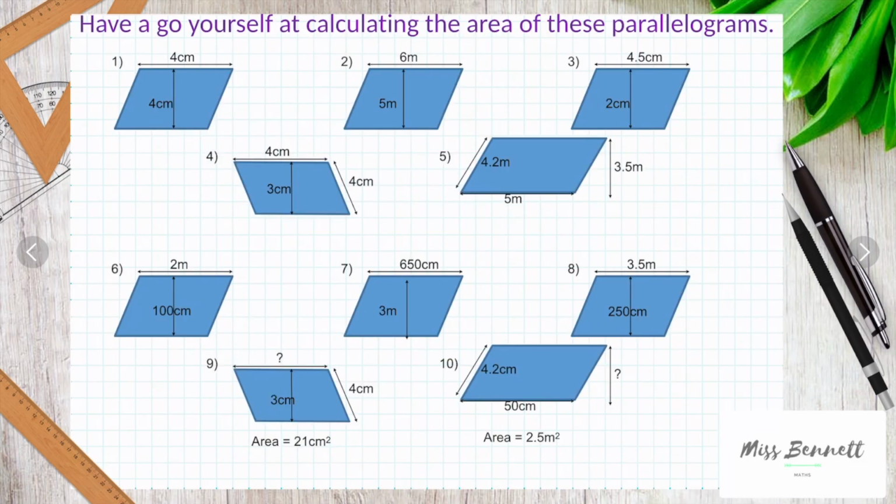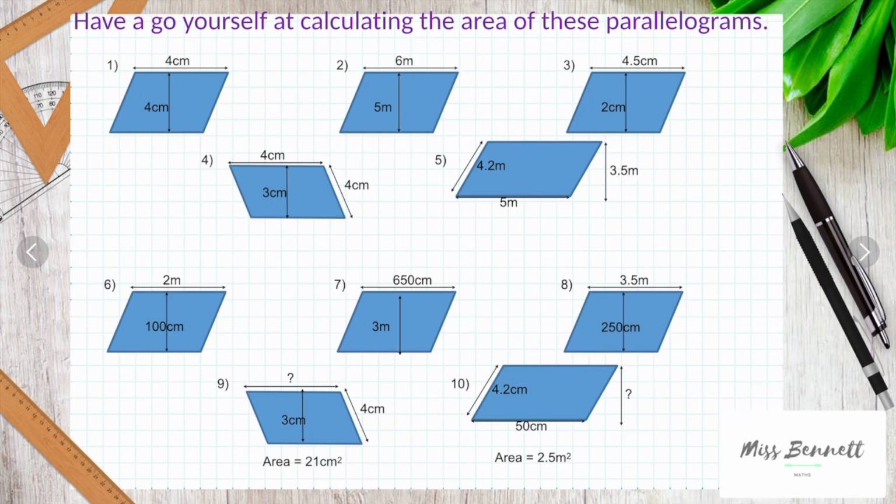Make sure that the units are the same for each measurement that you are using in the question to get the correct area. Some of these questions have given you the area and you're being asked to work out a missing measurement. Here's the answers. First question, 4 multiplied by 4. Second one, 5 multiplied by 6. Third one, 2 multiplied by 4.5.